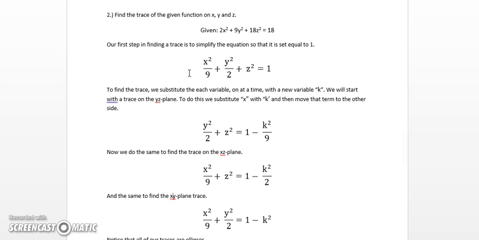So just to give you a brief overview of what a trace is, it's what shape is happening on the xy plane, the xz plane, and the yz plane. What are the shapes that are on those?